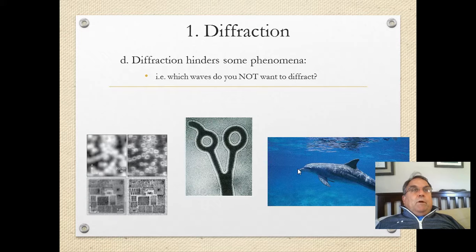The B-1 bomber, the stealth bomber, the shape of it and the materials used for it allow for diffraction to go around the bomber so that enemies cannot see that plane with their radar.